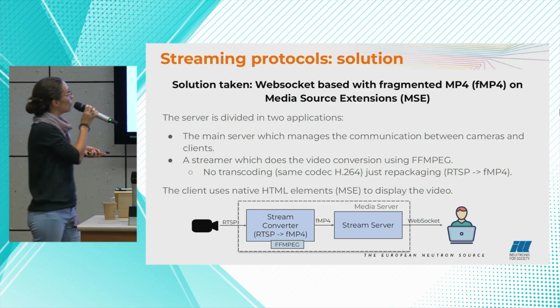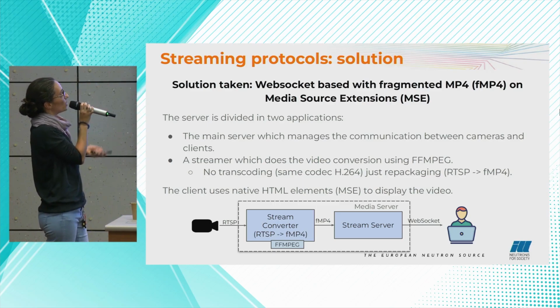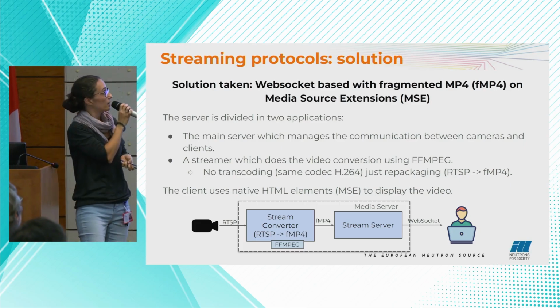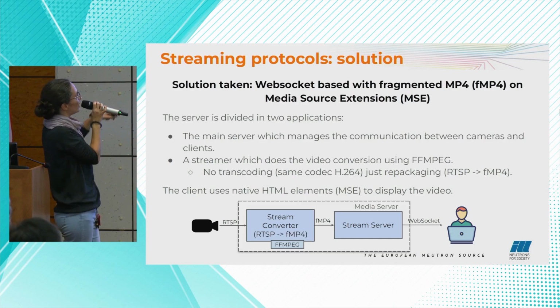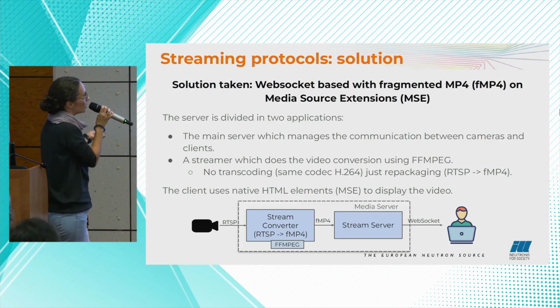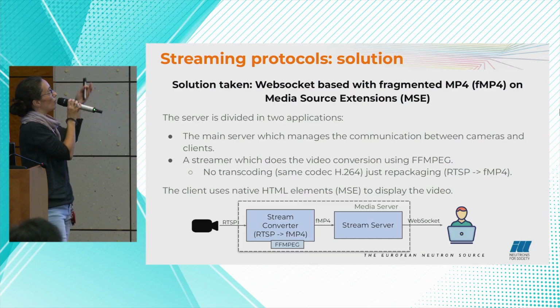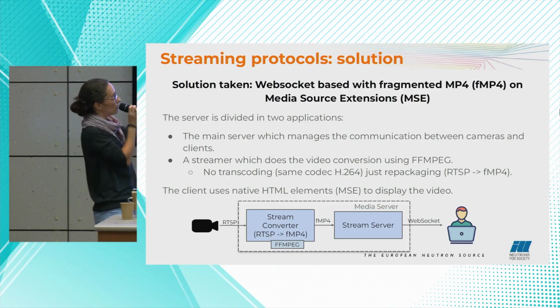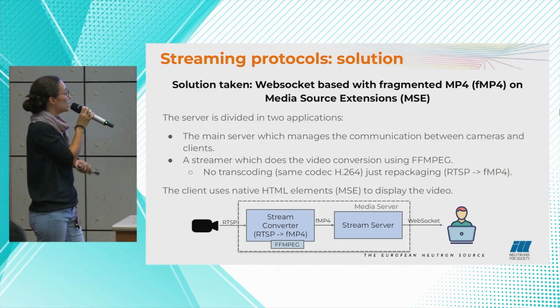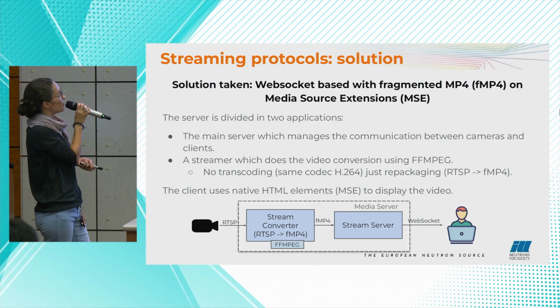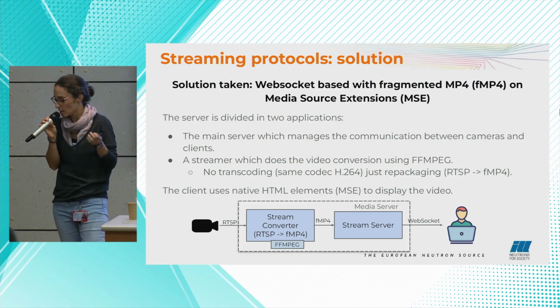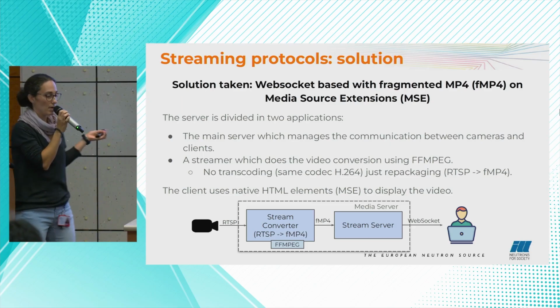That means that our server will be divided into applications. We'll have our main server that does the communication between the client and the cameras. And then we'll add a new application that we call a streamer, which does the conversion from our initial RTSP protocol to fragmented MP4. We do that by using FFmpeg, which is a widely known tool. And it's a procedure that is not transcoding. We don't change the codification of the stream, we don't change the bit rate, we don't change the quality of the image, we just repackage it.